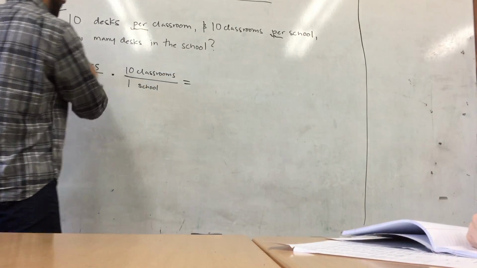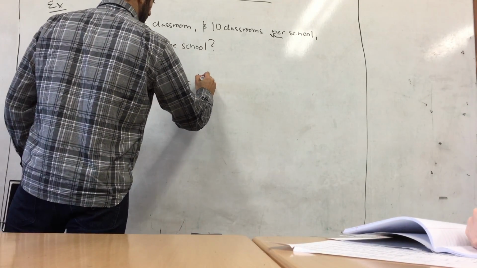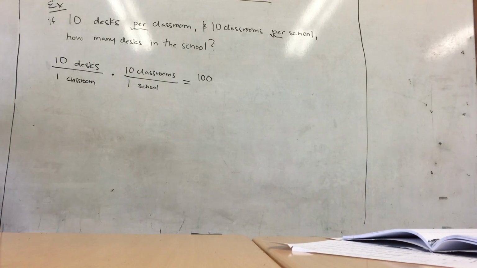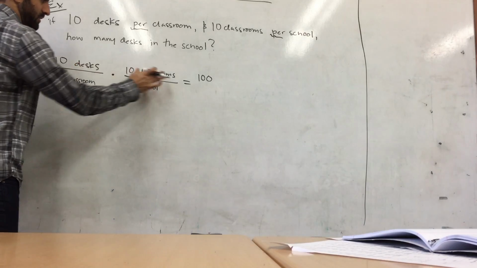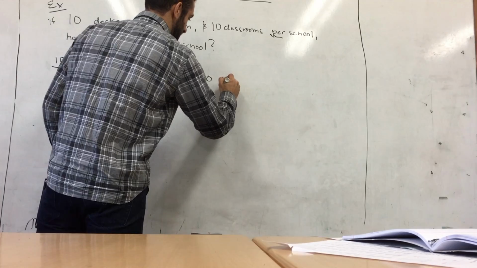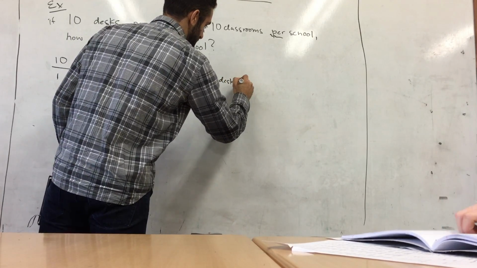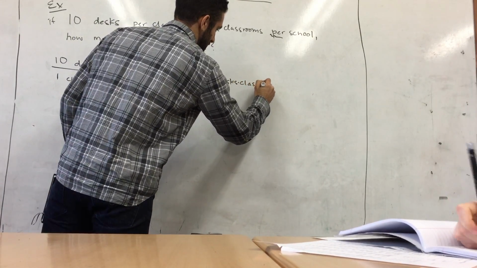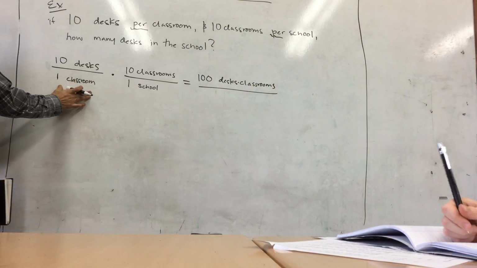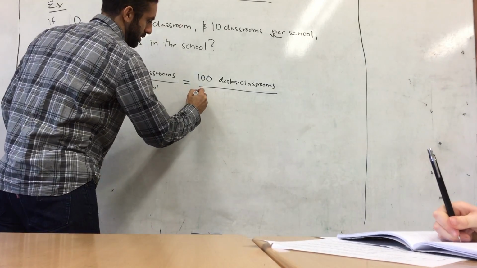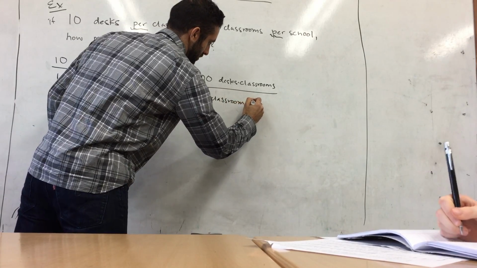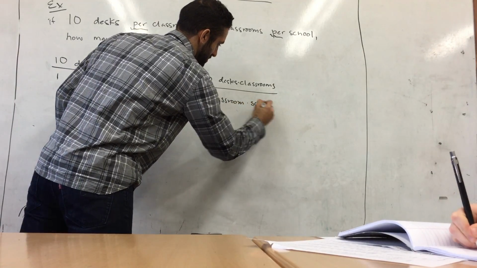Okay, what's 10 times 10? 10 times 10 is 100. Over 1. What's desks times classrooms? Because you can't just get rid of stuff here. Remember, we've got desks and we've got classrooms. We'll just put desks times classrooms. What's 1 classroom times 1 school? 1 classroom school. 1 classroom times 1 school.